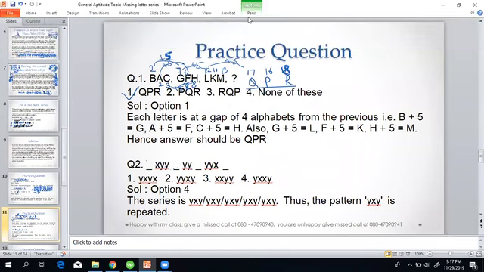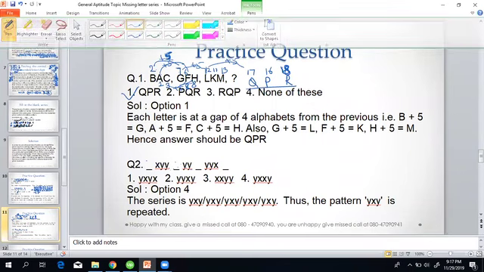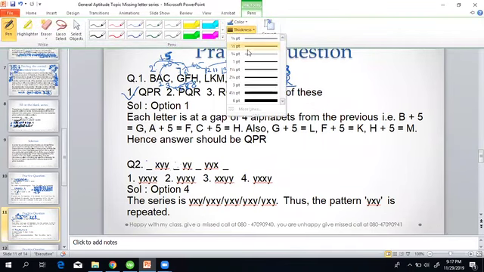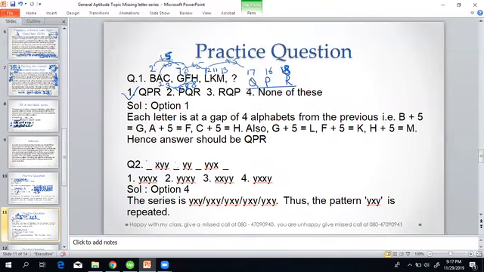So in this way, you have to try all the options and see with which the correct pattern is forming. Y, x, x, and y. Y, x, y, y, x, y, y, x, y, y, x, y. So the pattern is here. Y, x, y. So option 4 is the correct answer.